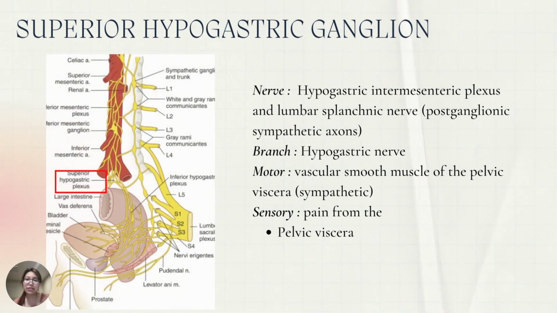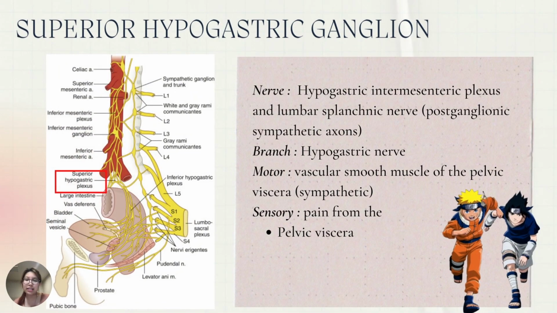The superior hypogastric ganglion. For the postganglionic sympathetic axons, this ganglion has the hypogastric intermesenteric plexus and the lumbar splanchnic nerve synapse. For the branch, it has the hypogastric nerve. Its motor function is to supply the vascular smooth muscle of the pelvic viscera, and for the sensory function is to receive pain sensation from the pelvic viscera.